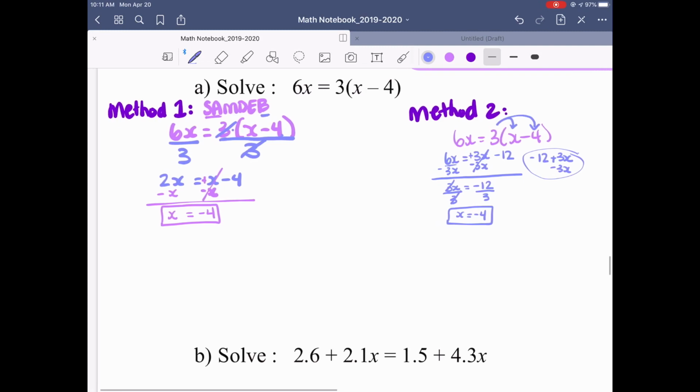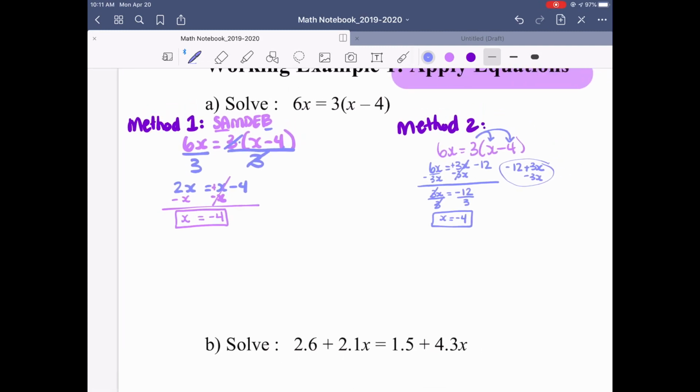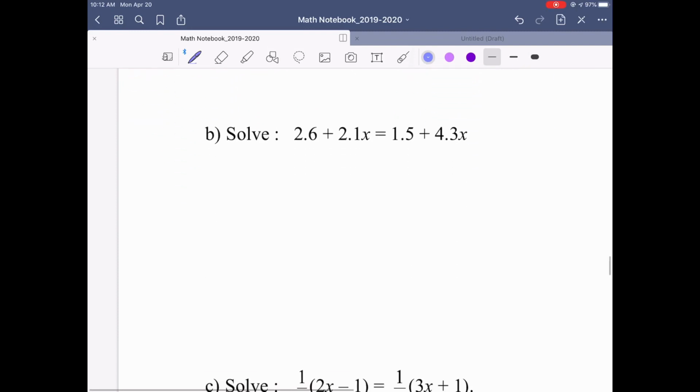So you can choose whatever method for this kind of question that you like. If you find another one that works, you can use that method as well. So guys, math is nice because you don't have to follow one specific method, okay? All right, let's do the next one.